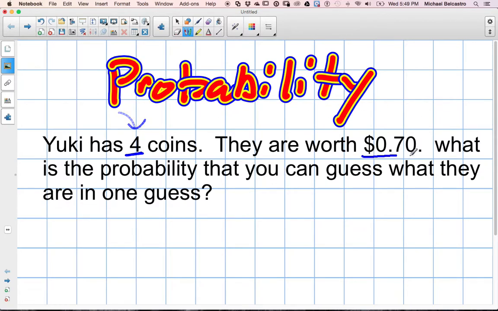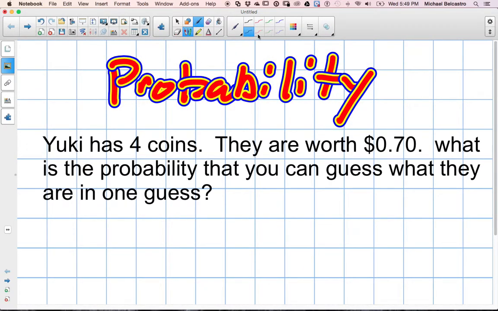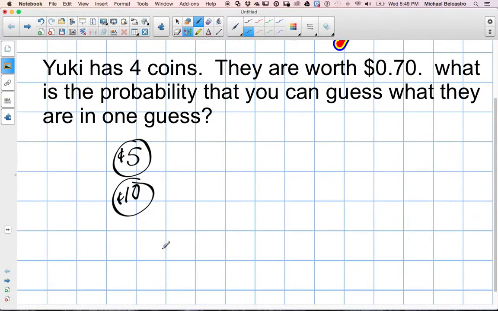The first thing we need to do is figure out how many different ways we can get 70 cents with 4 coins. We're here in Canada, so we can write out our coins. We know that we don't use pennies anymore. So we have a 5-cent coin, a 10-cent coin, and a 25-cent coin. Do we have a 50-cent coin? No. And then we have $1 as our next coin.